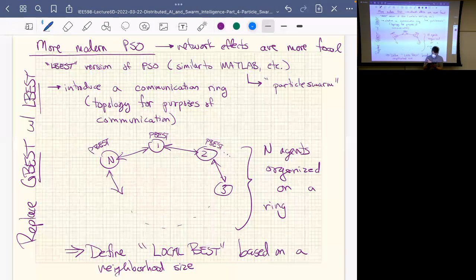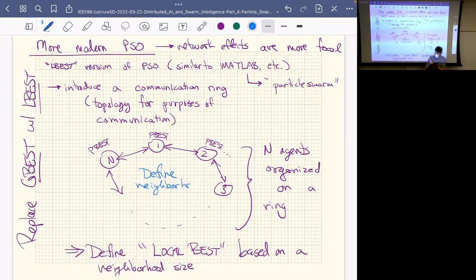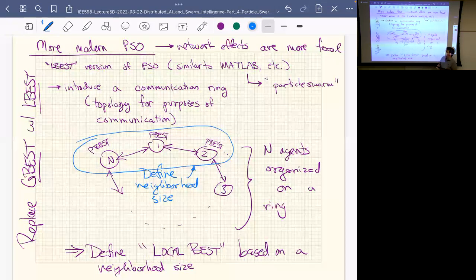So I can define a neighborhood size, and that might be, you know, three agents. Then the focal agent will ask every other agent in its neighborhood, what is your personal best? And it will take the best of all of those and turn that into the local best. It will act like a global best just for that agent. And somehow this allows for a little bit more exploration.